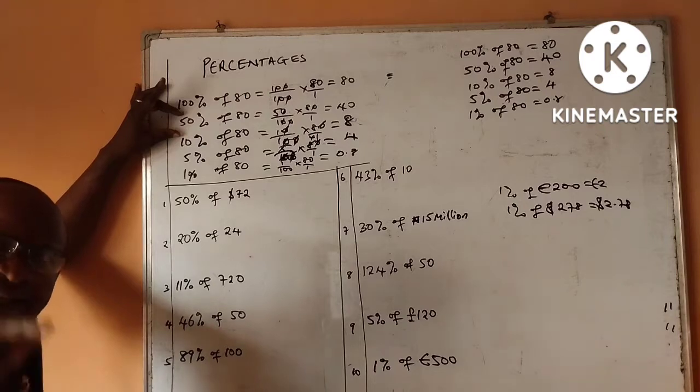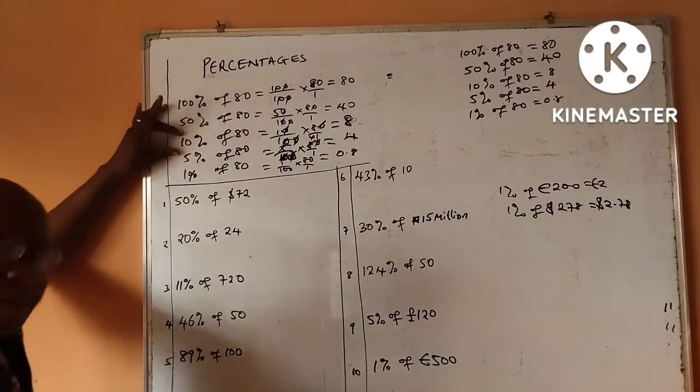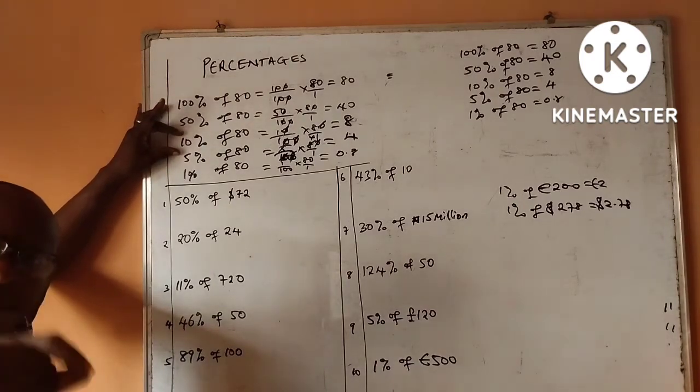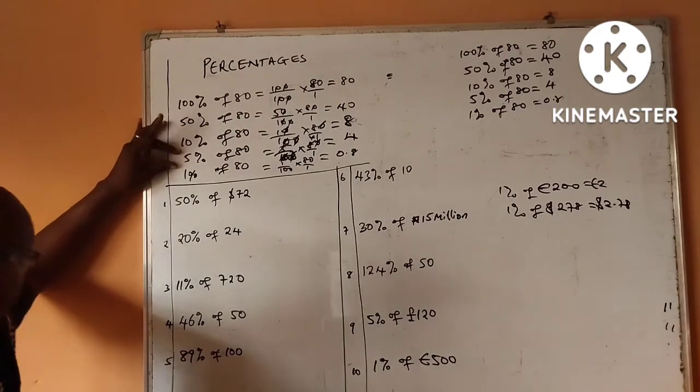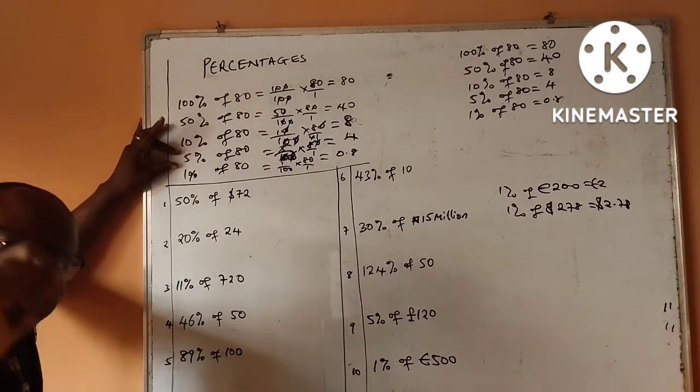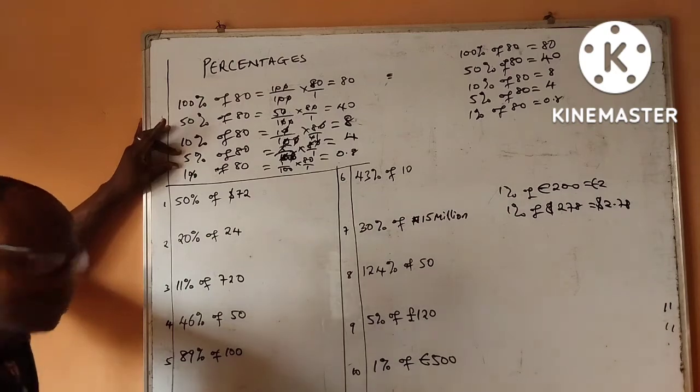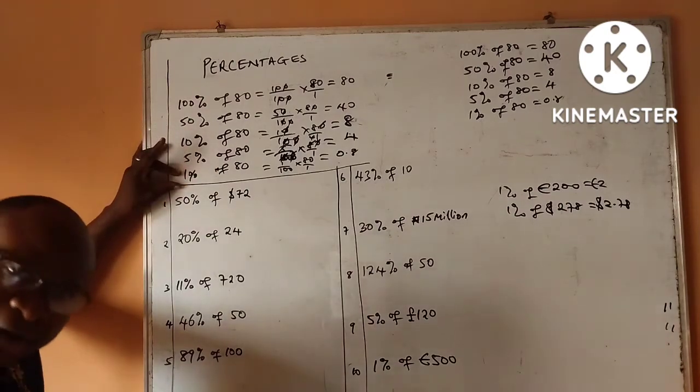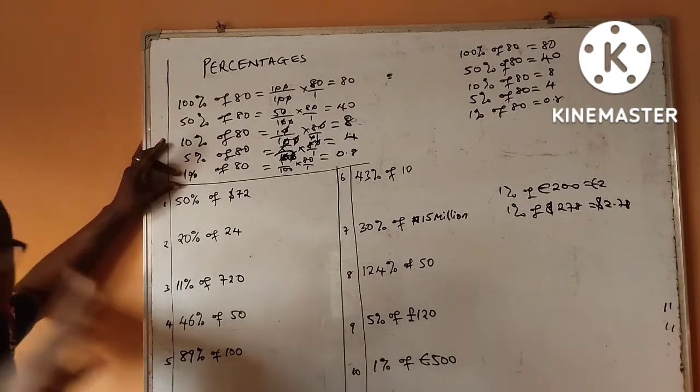50% of any number is half of the number. 10% of any number is simply that number divided by 10. 5% of any number is simply that number divided by 10 and then divided by 2. And 1% of any number is just divide that number by 100.